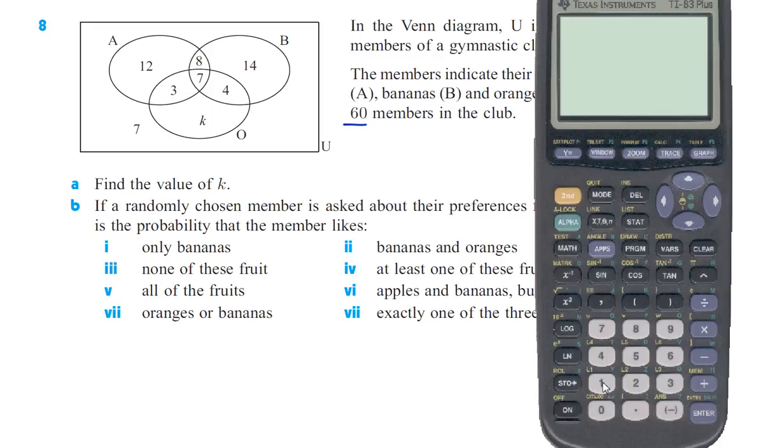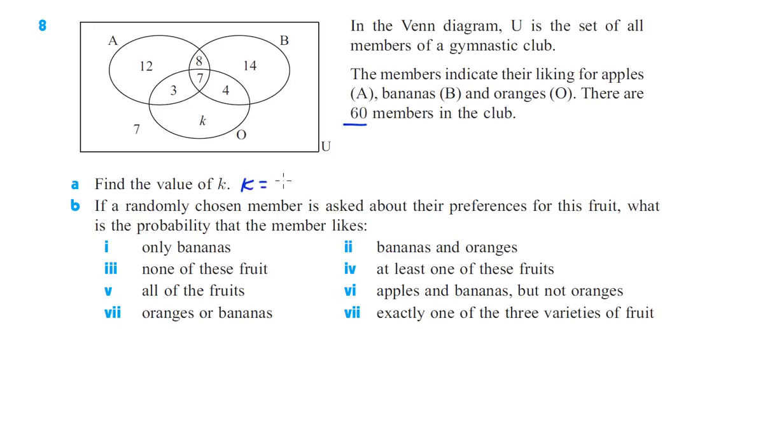Okay, so we have 12 plus 3 plus 8 plus 7 plus 4 plus 14 plus 7, I believe. Isn't that it? 55. So 5 more is going to be what K is. So find the value of K. K equals 5. So I'm going to scratch that K out there and put in 5.